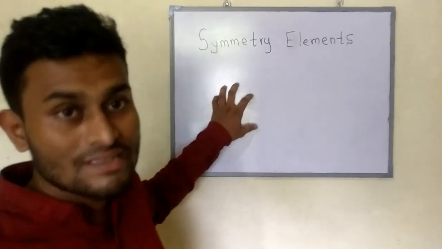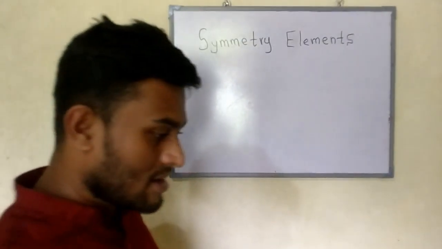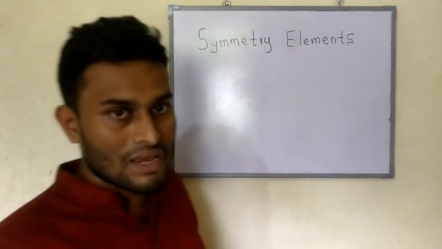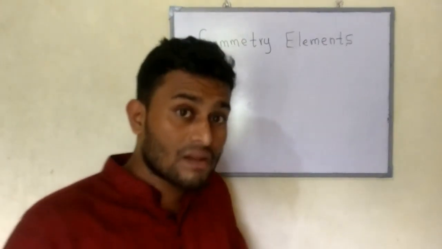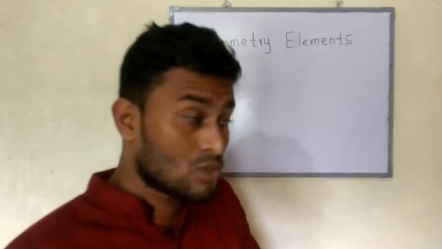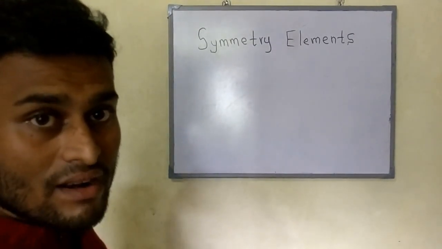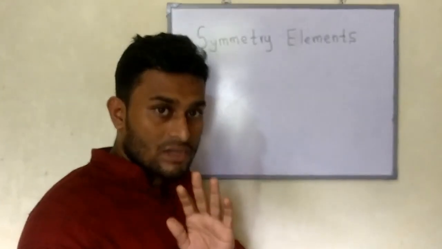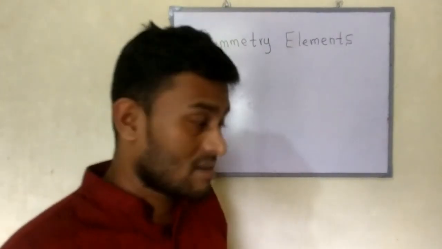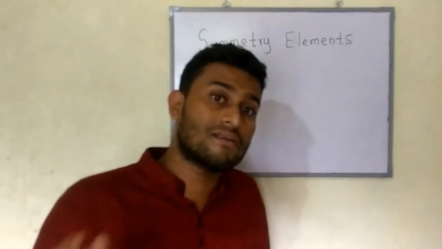We are going to learn about symmetry elements. That is a very fundamental lesson for your group theory. So first of all, what are symmetry elements? Symmetry elements mean performing a reflection or a rotation that leaves the molecule in an orientation indistinguishable from the original one. That means the original position and the resulting one cannot be differentiated from each other. They should be the same. So that is the symmetry elements or symmetry operations.